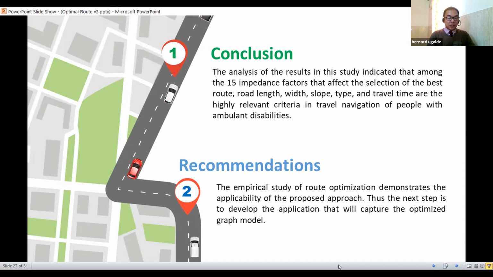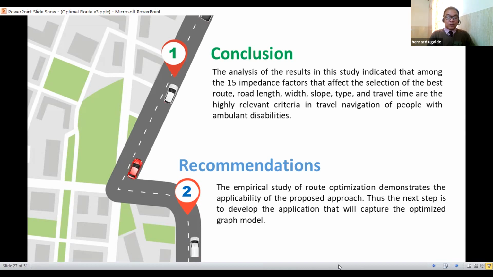safe navigation. The analysis of the result of this study indicated that among the 15 impedance factors that affect the selection of the best route, road length, width, slope, type, and travel time are the highly relevant criteria in travel navigation with people with ambulant disabilities. The empirical study of route optimization demonstrates the applicability of the proposed approach.